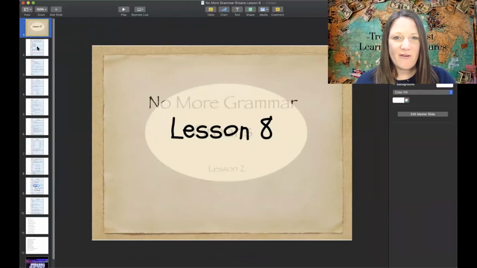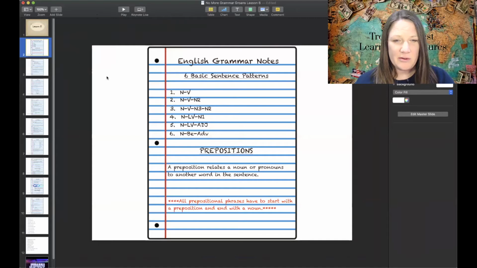Turn to the first page of your notes. Here they are, the 6 sentence patterns. I'm not going to go over all these 6 sentence patterns. I just really, as in right here on this page, I just want to remind you that these 6 sentence patterns are here for a reason. You cannot change the order of each pattern.